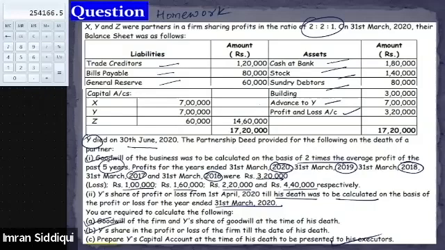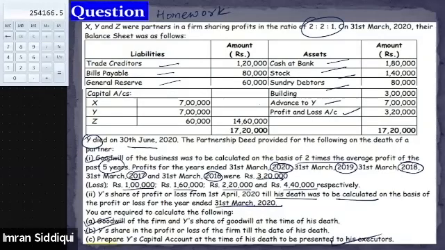Hiba, Mariam, Ayan, Abin, please confirm, no? We will try. Mariam is saying homework, okay. You will try, okay. So guys, I'm giving you this question as homework. It is an easy question. All you need to do is see what the question is, what the requirements of the question are. All you need to do is prepare Y's capital account.